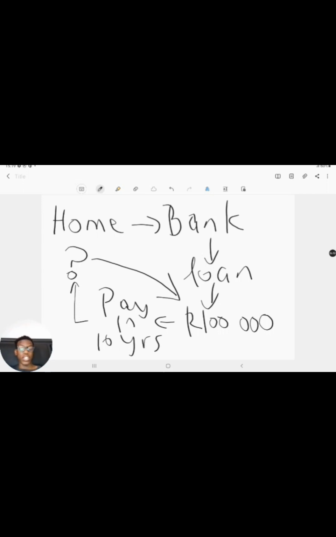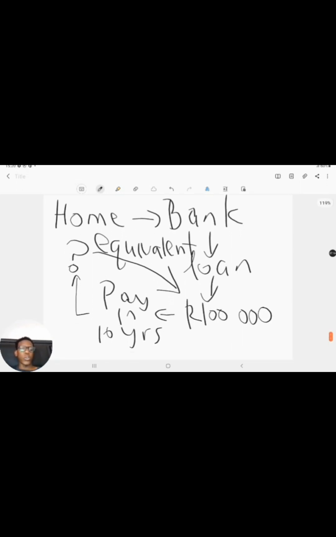Not 100,000, because 100,000 in 10 years will be worth less than what it is worth today. You want to pay them the equivalent of 100,000. How much would you have to pay back per year to make sure that after 10 years you pay them back the equivalent of 100,000?